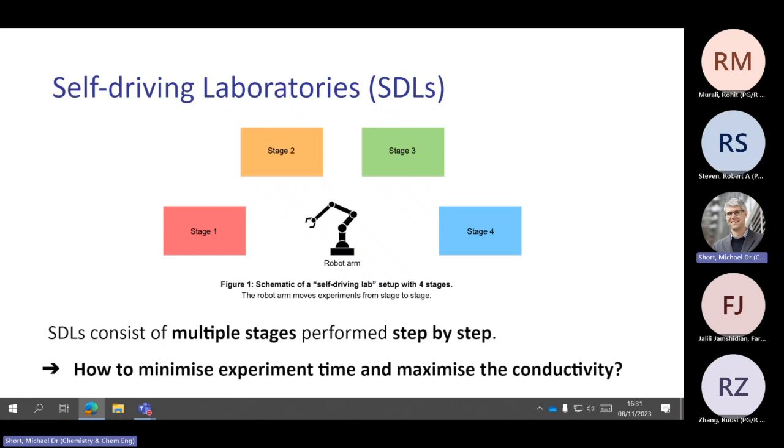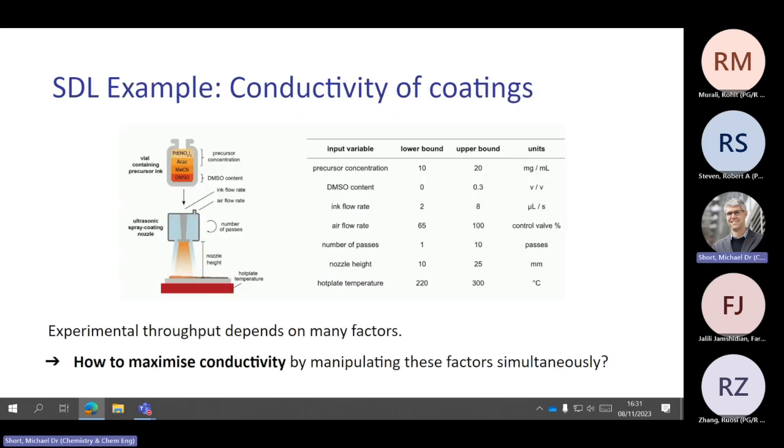So the question is how to minimize the experiment time and maximize the conductivity of the coating. The conductivity of coatings depends on several factors. Here there are 7 factors, for example, the precursor concentration, the sample content, flow rate, speed, etc. How do we maximize the conductivity of the coating by manipulating these factors simultaneously?